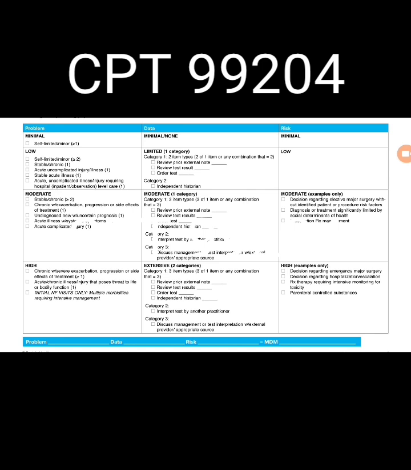So in this situation, I have met criteria for 99204. The problem that I addressed is 2 chronic conditions. That's depression and anxiety, and they're both worsening. The data that I reviewed is going to be the labs. And then I refer to a therapist. And then my risk is moderate, and I actually gave them prescriptions. So I'm going to do medication management. So as you can see, we have justification for a 99204.